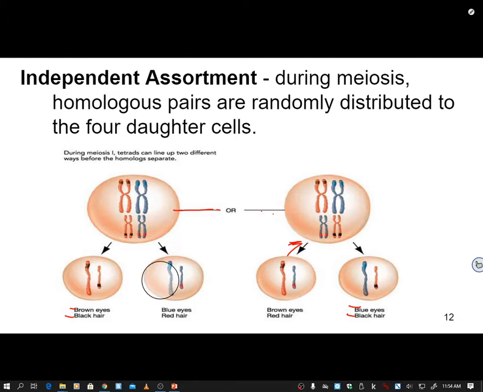It's not like they come as paired buddies, like, oh, this chromosome number 1 and this chromosome number 5 have to come together. That's not the case.